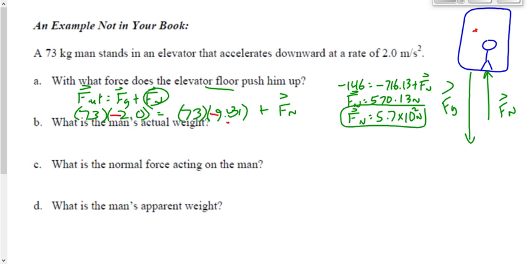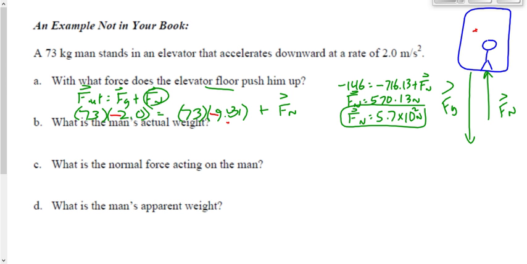What's the man's actual weight? How heavy is he? Don't make this harder than it has to be. No, not 73 kilograms. That's his mass. So make it harder than that. What is it? No, that's not how heavy he is. The normal force is not how heavy he is.